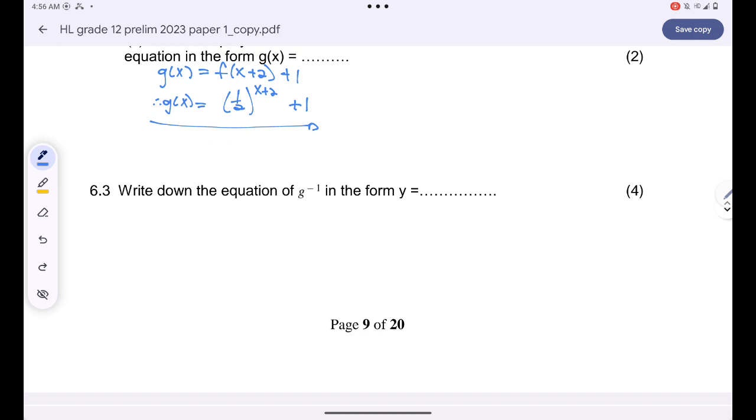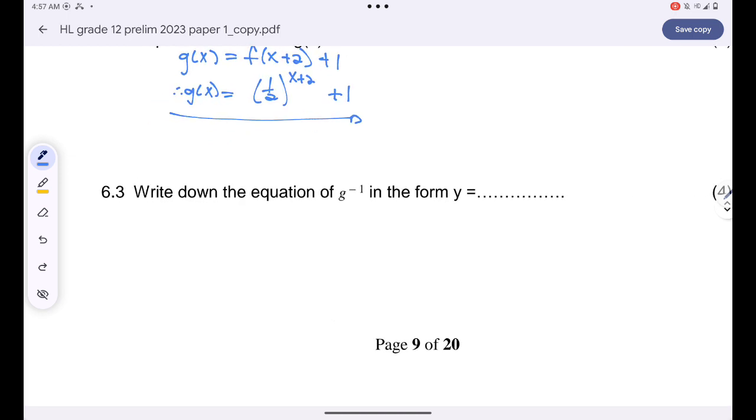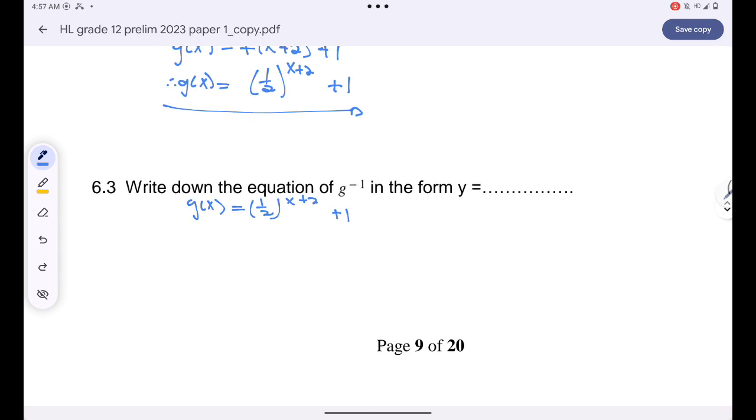And then now they want us to write down the equation of the inverse of g of x in the form of y. Remember that guys, g of x we found to be 1 over 2 to the power x plus 2, and then we have a plus 1 over there. Okay, whenever guys we are supposed to find the inverse of a graph, we are just going to reflect our graph on the line y is equal to x.